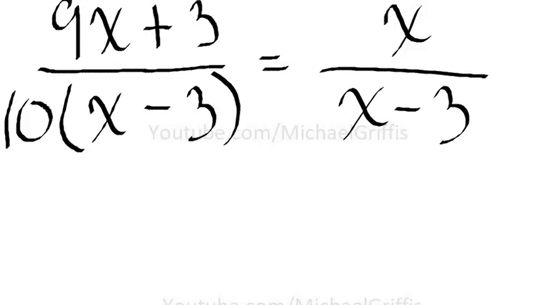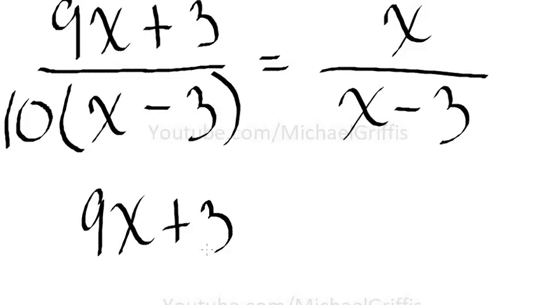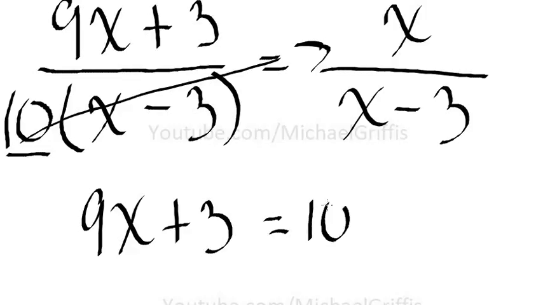And when we do that, we're going to be left with 9x plus 3 over, hey, how about we just move this 10 right up over here? Just move it, multiply both sides by 10. Let's do that. Okay, let's do that also. So that's going to make that a 10x. The x minus 3 is canceled out on both sides because we multiplied both sides by x minus 3. We say we did it.